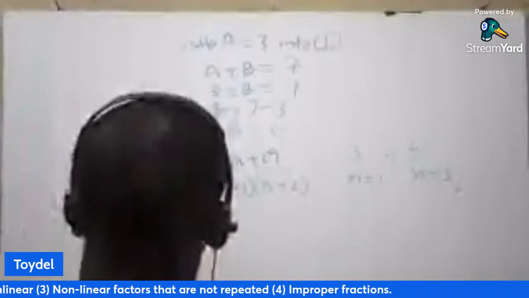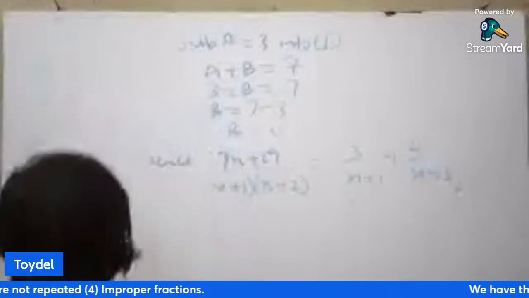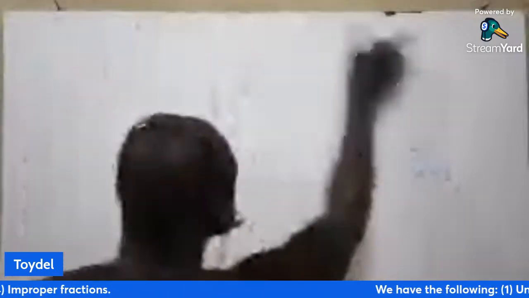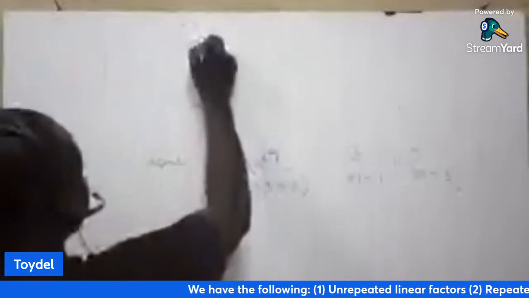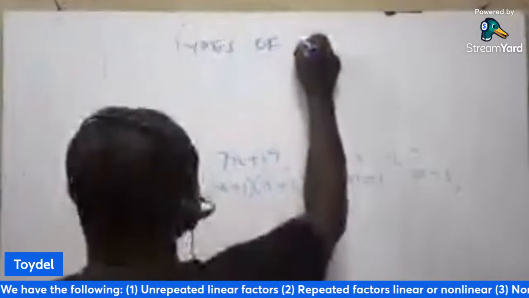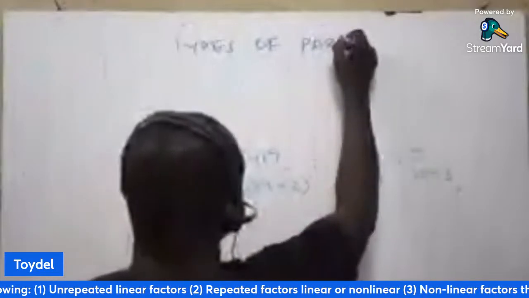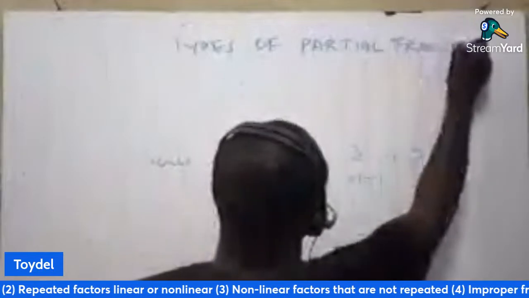So I will move into types of partial fraction. Basically, we have four types of partial fraction. I will try and itemize them, and I will take each one after the other.